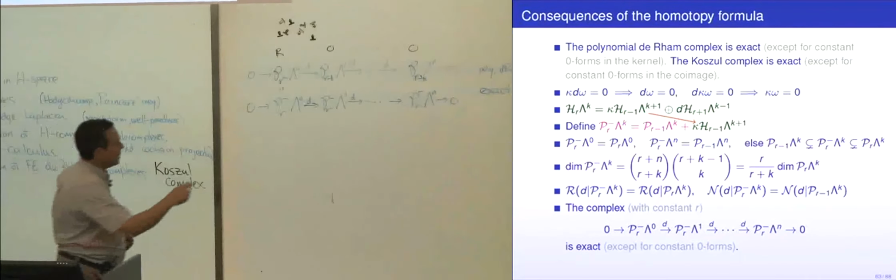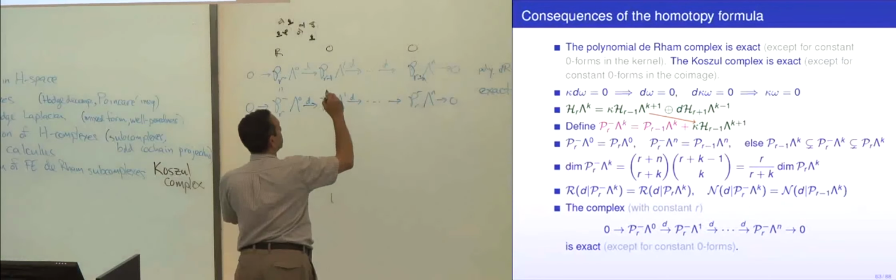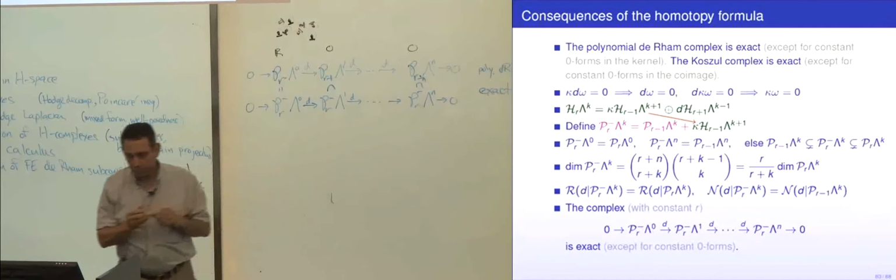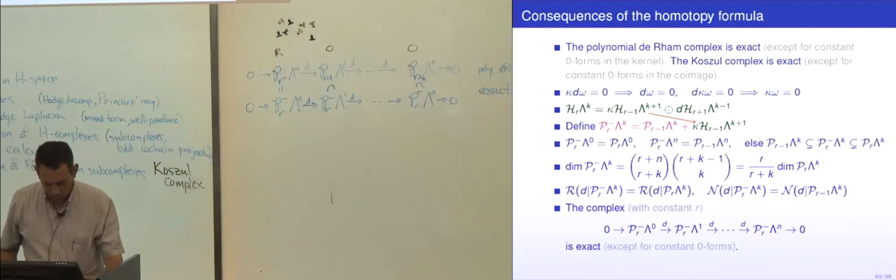Okay? These spaces are much bigger here. These are the big spaces because this r keeps going down. Okay, clear?